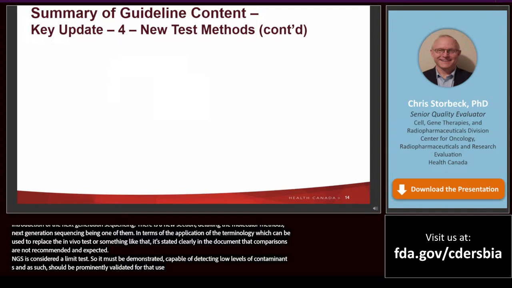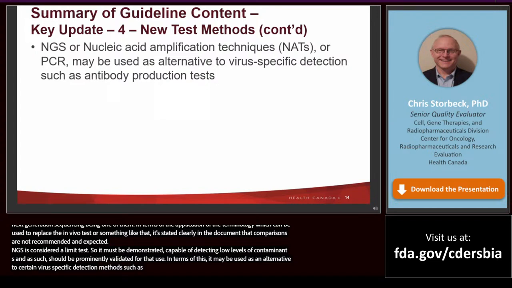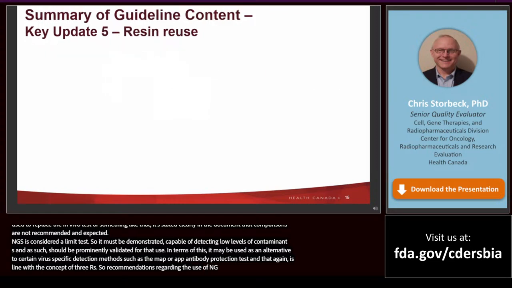In terms of key update 4, the NGS or the nucleic acid amplification techniques may also be used as an alternative to certain virus-specific detection methods, such as the MAP or HAP or RAP antibody production tests. And that, again, is in line with the concept of the 3 Rs. So recommendations regarding the uses of NGS or nucleic acid testing are described throughout the document.